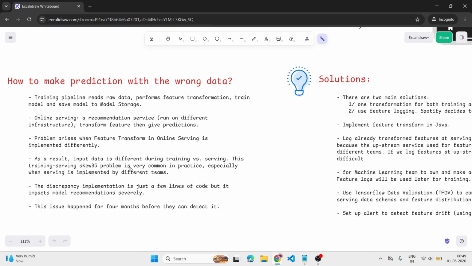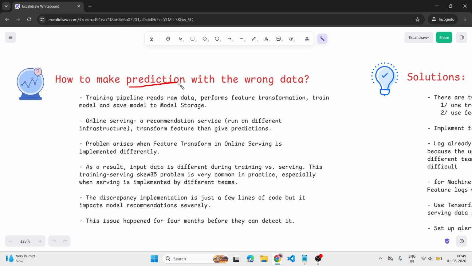So this is the actual scenario. At the starting stage, each company doesn't have enough data to predict what the user wants. So what happens: the training pipeline reads the raw data, performs the feature transformation, trains the model and saves the model to the model storage. Okay, understood. Then through the online serving, a recommendation service runs in a different infrastructure. If you notice, the recommendation system runs in a different infrastructure, transforms features, then gives the prediction. Means this is one model and this is another model. This model works on this side and this model works on this side. This is the overall architecture on the Spotify side.